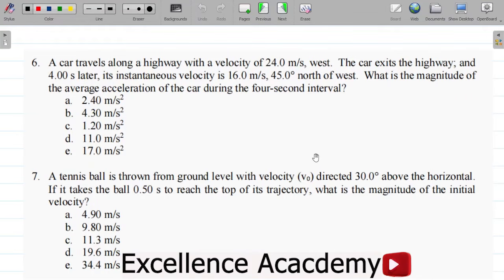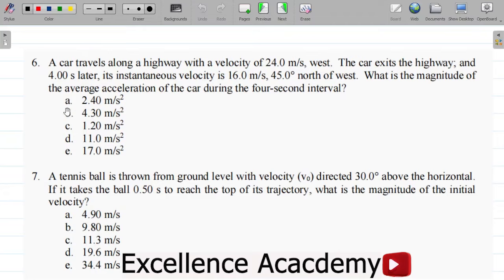Let's look at yet another physics general examination revision on vectors. The question here, number 6, says a car travels along a highway with a velocity of 24.0 meters per second west. The car exits the highway and 4.00 seconds later, its instantaneous velocity is 16.0 meters per second, 45.0 degrees north of west. What is the magnitude of the average acceleration of the car during the 4-second interval?